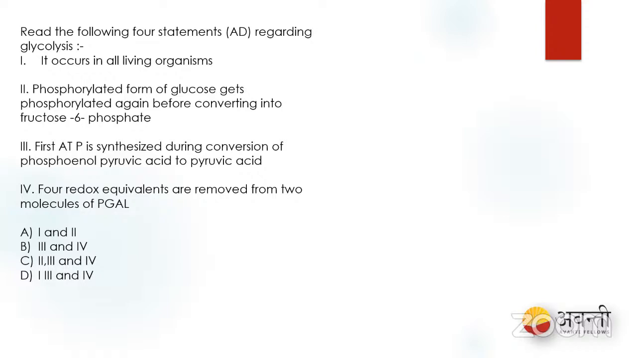When you look at the second option, the phosphorylated form of glucose gets converted into glucose 6-phosphate, and again it is converted into fructose 6-phosphate. Understood? So the second option is right. Then, ATP is synthesized during the conversion of phosphoenol pyruvate to pyruvic acid. Actually, it does not happen there. Next, 4 redox equivalents are removed from the 2 molecules of PGAL. That option is also wrong. So our answer is A, that is 1 and 2 only.